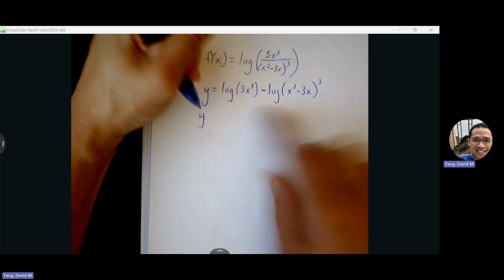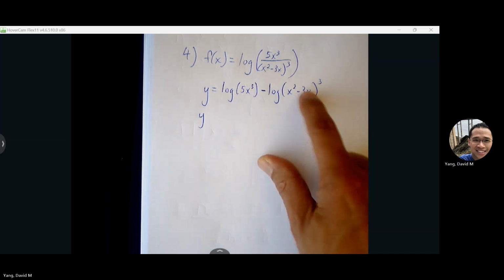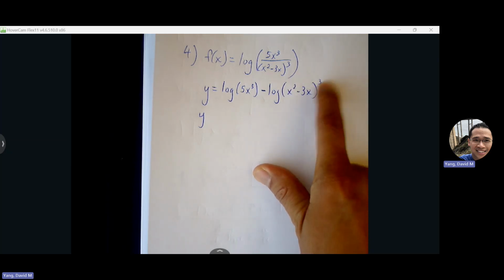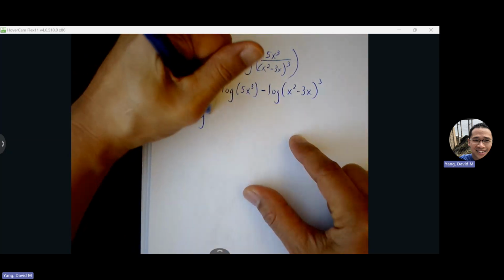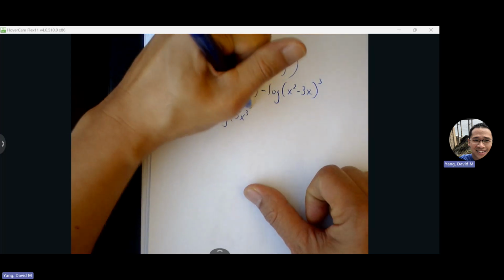Continue expanding. We could expand that 5x cubed, but I wouldn't, because this is already a fairly easy u value. But I do want to expand that. I don't want to have to deal with this whole thing as my u value. So I want to bring that 3 down, but I don't think it's worth the trouble to expand the 5x cubed.